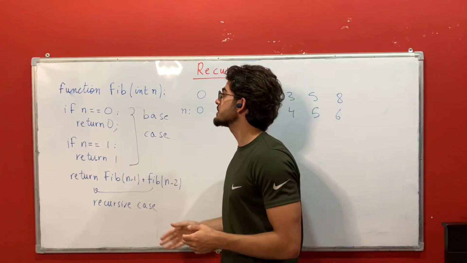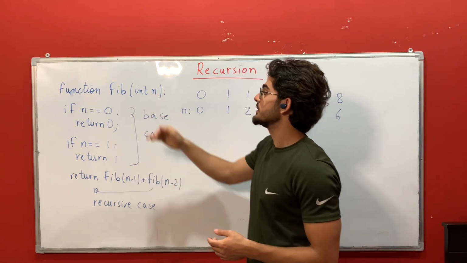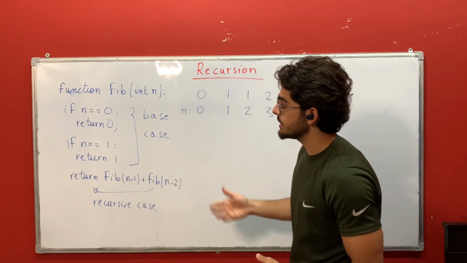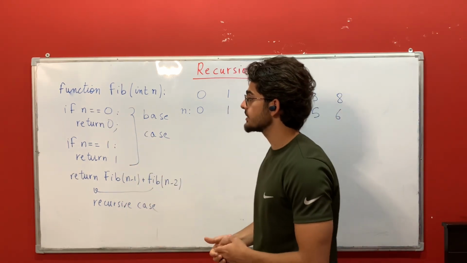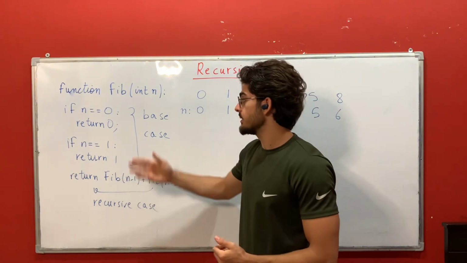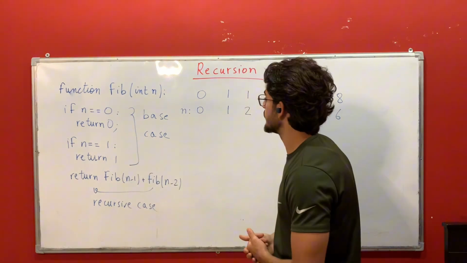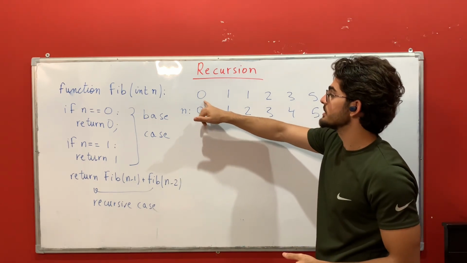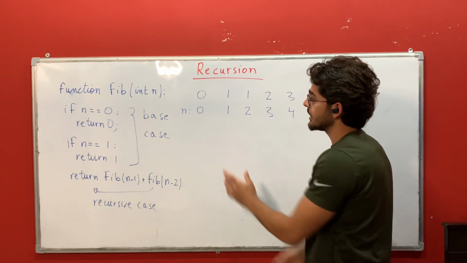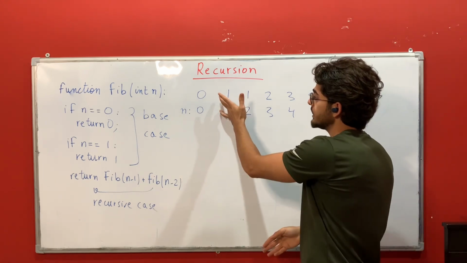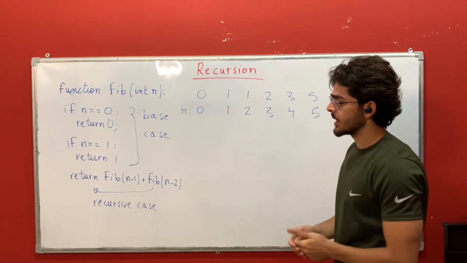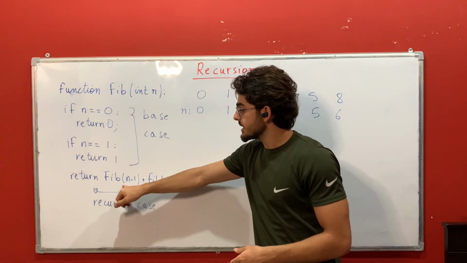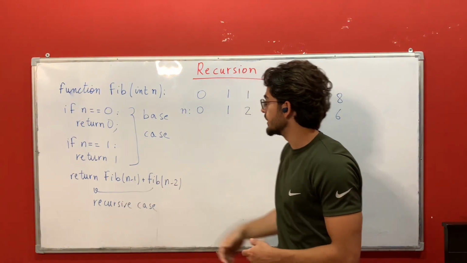The function Fibonacci, fib, takes an integer n representing the nth Fibonacci number. It checks: if n equals 0, it returns 0. If n equals 1, it returns 1. Meaning, in the base case I have a number either 0 or 1. If it's 0, I return 0. And if it's 1, I return 1. However, if it's greater than 1, I call the same function with n minus 1 and n minus 2.